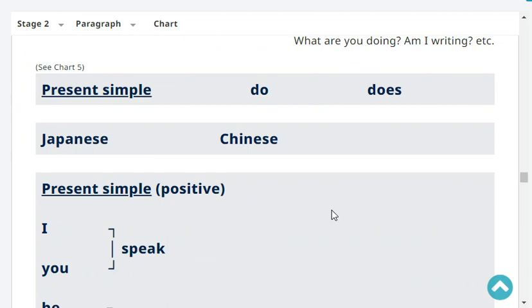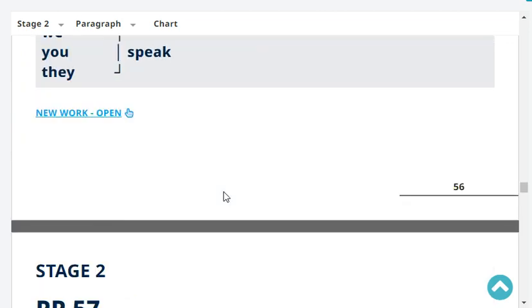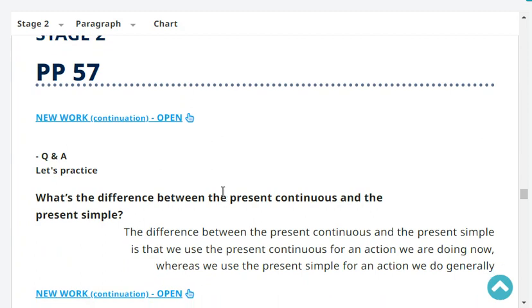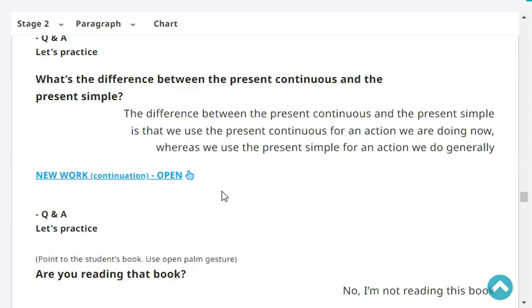Okay, now let's have present simple, the things that we do generally. Okay, here we go. What's the difference between the present continuous and the present simple? The difference between the present continuous and the present simple is that we use the present continuous for an action we are doing now, whereas we use the present simple for an action we do generally. Very good.